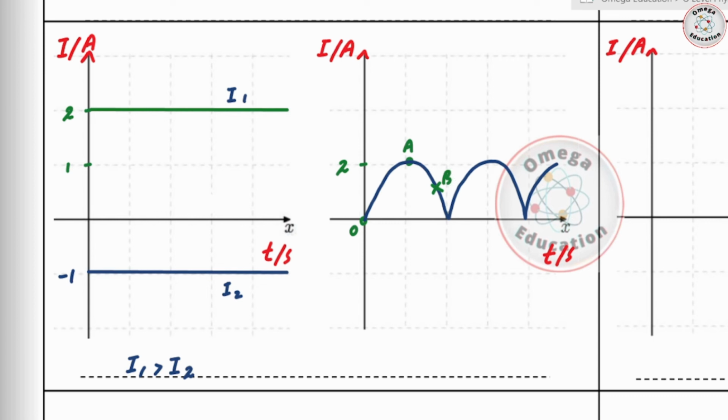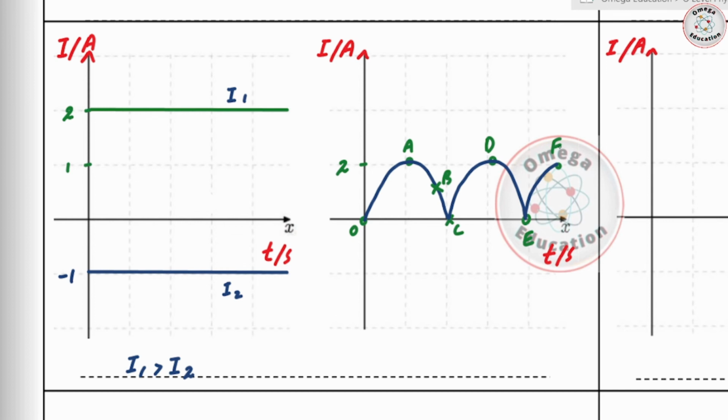And then at the point C it would be 0. At the point D it would be once again 2 amperes. At the point E it would once again be 0. At the point F it would once again be 2 amperes. So the value of current is always positive.